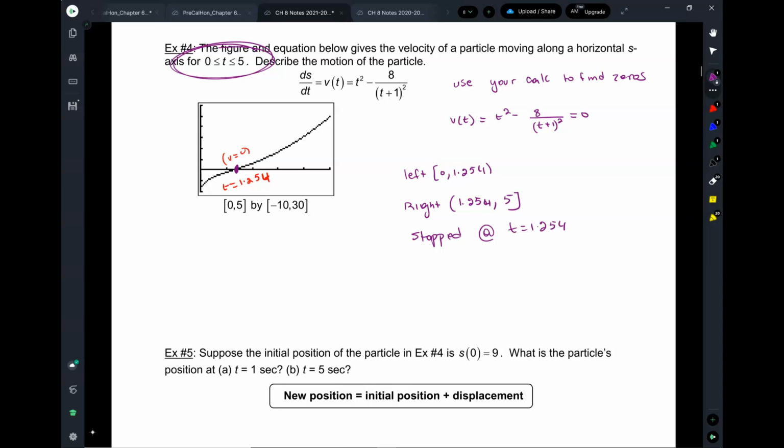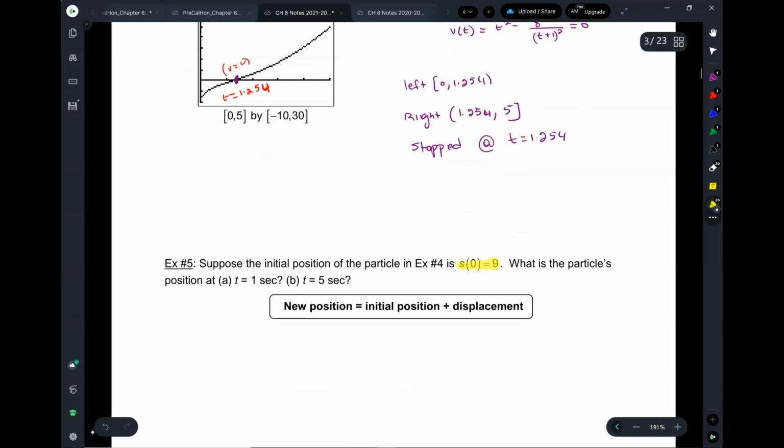Okay, now, suppose the initial position of the particle in this example is this. What is the particle's position at t equals 1 and t equals 5 seconds? To do this, remember way back when I wrote a little chart saying v is a prime and a is v double prime. Let's do that, but with integrals now.